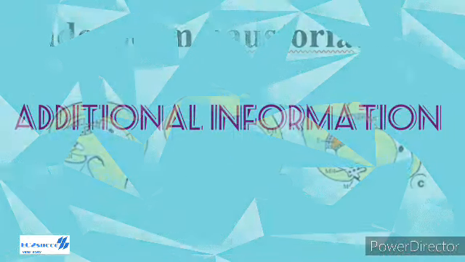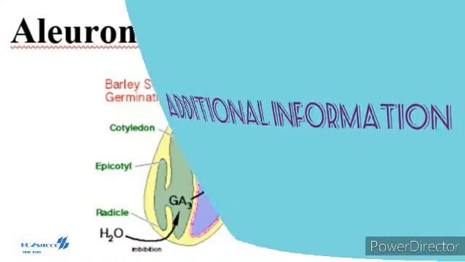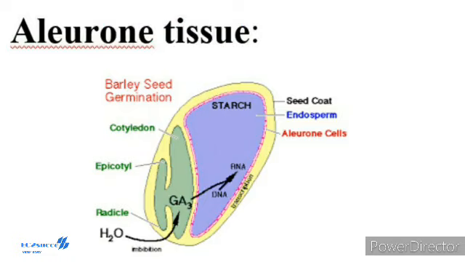They absorb nutrients from outer tissue or from ovary tissue and supply the growing embryo. Then additional information, aleurone tissue. Aleurone tissue consists of highly specialized cells of one or few layers which are around the endosperm of cereals, for example barley and maize. Aleurone grain contains proteins. During seed germination, these cells secrete hydrolytic enzymes like amylases and proteases, which digest the reserve food material present in the endosperm cells.